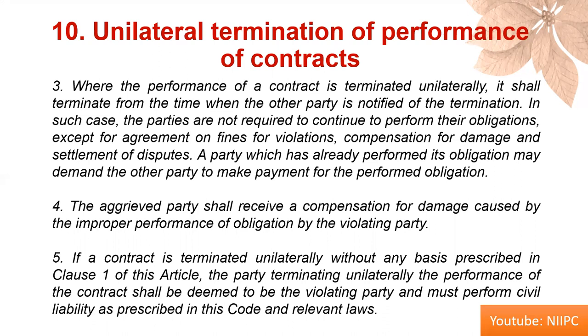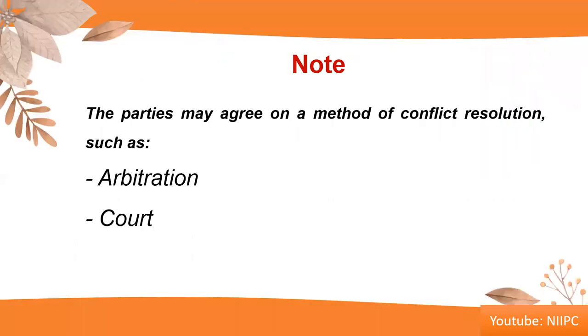And then we have some conditions. With performance of a contract terminated unilaterally, the aggrieved party shall receive compensation. And then we have a fifth condition. So please have a look. The parties also may agree on a matter of conflict resolution, so the arbitration or court. I also have some lectures about arbitration law, so please follow the link on YouTube and then just cover some material.